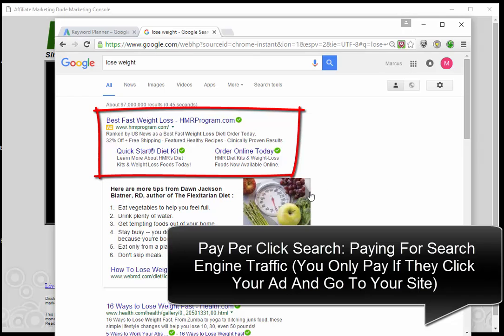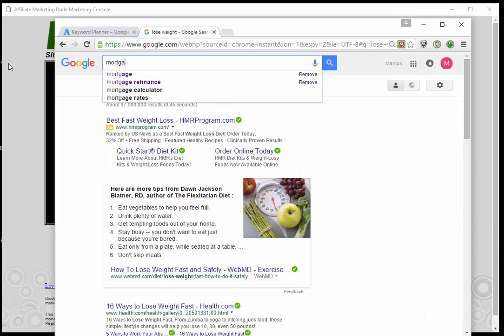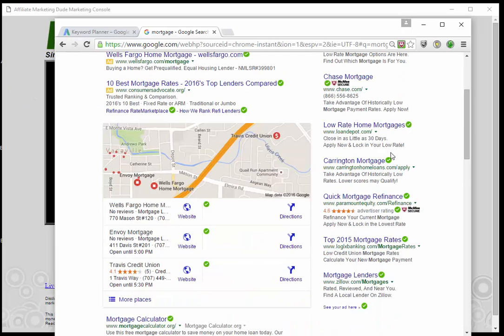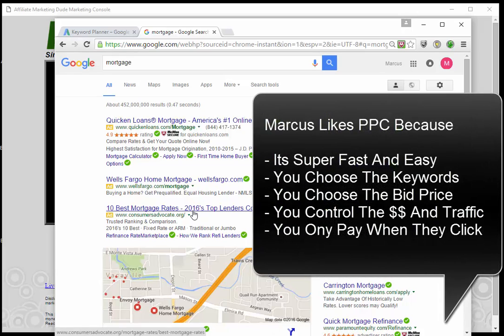Now, these are what is called the paid search results. If we do mortgage, you'll see a lot of them. Got a bunch of ads here, bunch of ads over here. That means that if I click on this, Quicken Loans is now paying Google for that click. Very important. This guy, Wells Fargo, if I click on him, Wells Fargo pays Google for the click. If I click on Consumer Advocate, they pay for the click. If your ad was up here, you would pay Google for the click. This is called pay-per-click marketing.